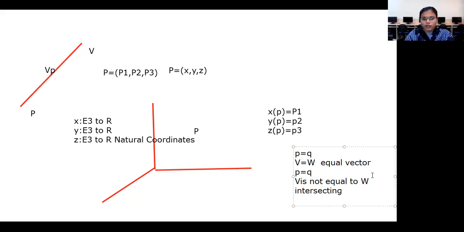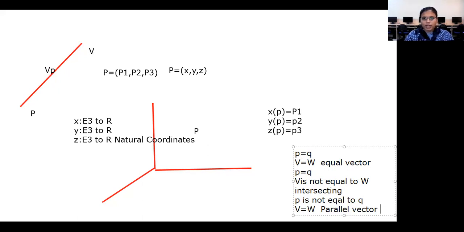Okay. The next one is parallel vectors. What will be parallel vectors? P is not equal to Q, and here V is equal to W. That is, the vector part is the same. In this case, we call it a parallel vector. So for parallel vectors, the vector part should be the same. For intersecting vectors, the point of application should be the same. For equal vectors, the point should be the same as well as the direction vectors.